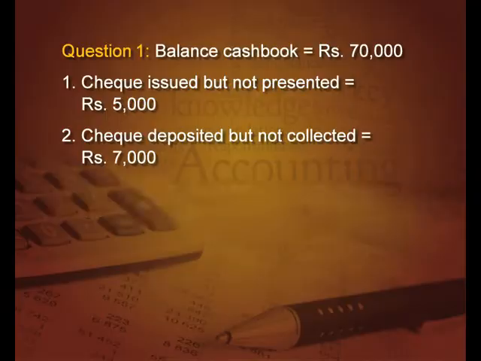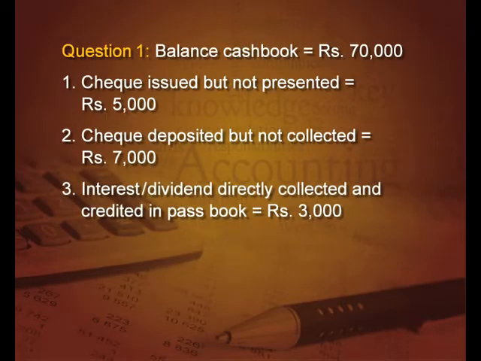As for the third entry, that is 3,000 rupees dividend interest credited in the passbook, it has increased the passbook. But wait a minute, we have started with cash book balance. So, let us see the position of cash book, which is less. Passbook is more, cash book is less. So, what we have to do? Yes, add 3,000, because we have to concentrate on from where we have begun.